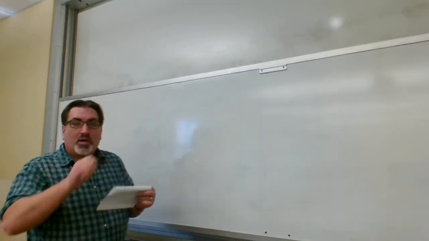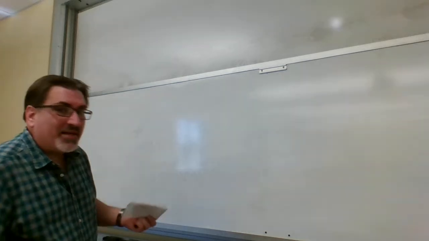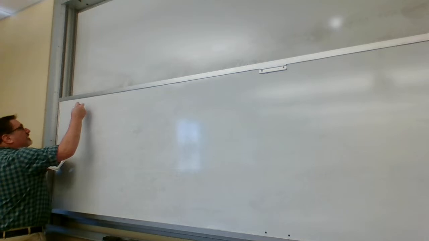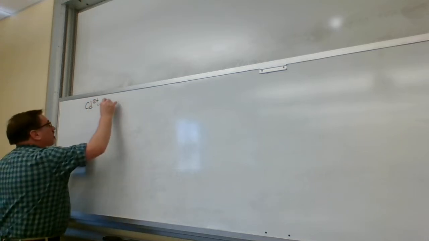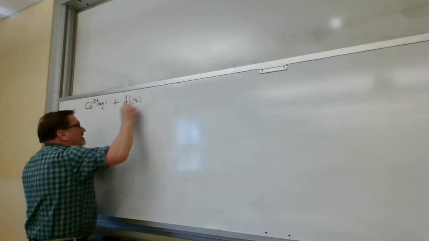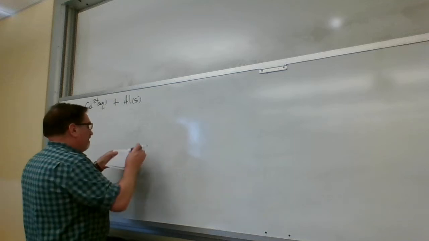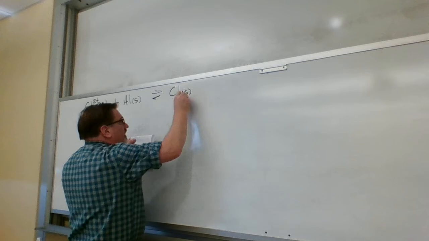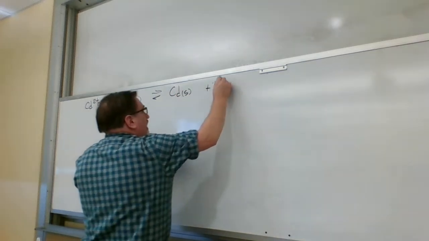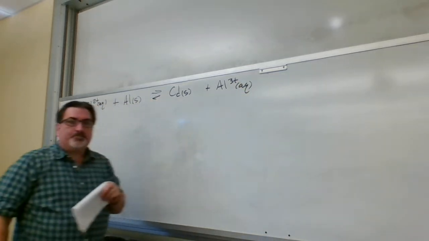All right, so we're going to look at one more example of how to calculate E0 for a cell. And we're going to use an equation we have not seen before. So we're going to do this literally from scratch. We've got Cd2+ aqueous plus Al as a solid, so cadmium 2+ plus solid aluminum in equilibrium with Cd as a solid plus Al3+ aqueous.